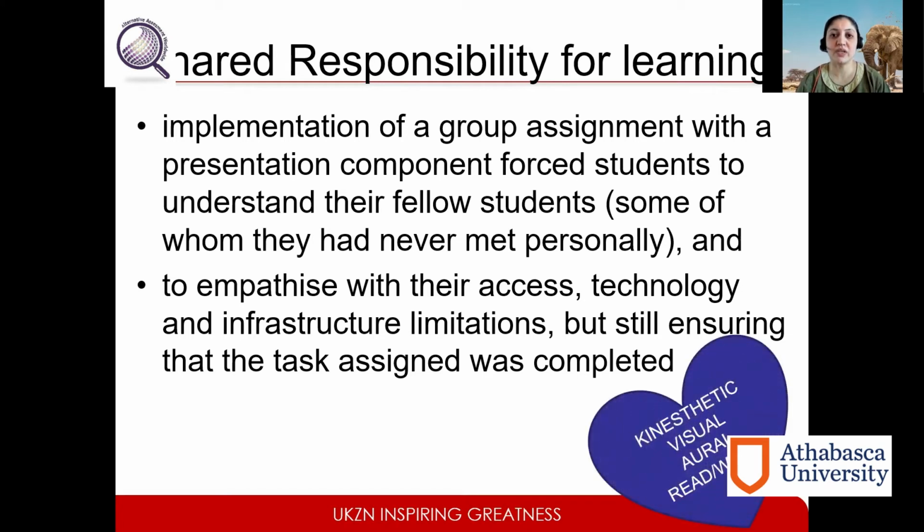So the assignment itself, which had a written component and also a presentation component, catered for the 4 different types of learners: the kinesthetic learners, the visual learners, the oral learners, and the read or write learners.